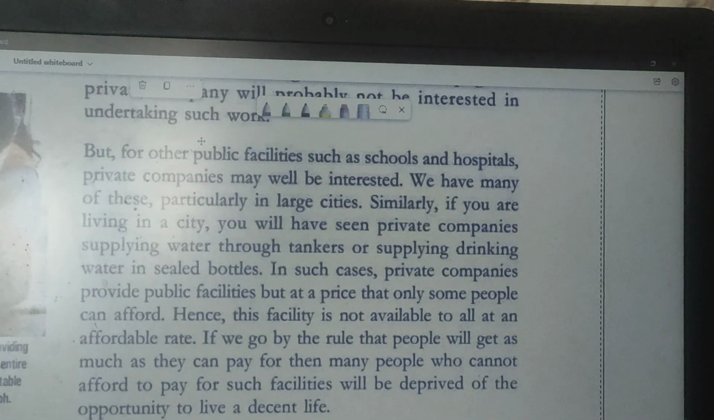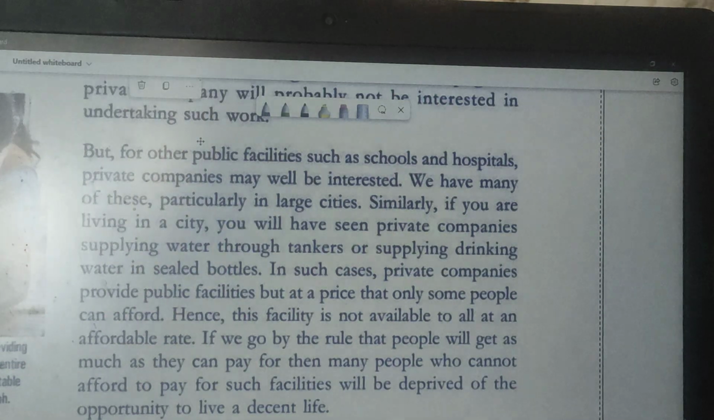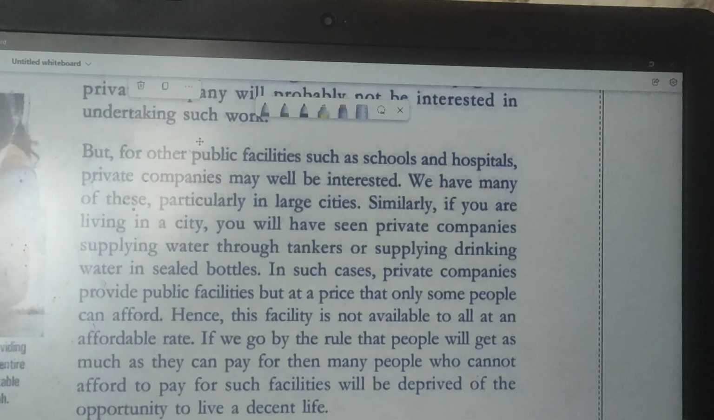Like other public facilities such as schools and hospitals, private companies are interested because in private hospitals they can add tax and everything. Because, as we say, some corrupt works are going on in our India, and that's absolutely wrong. Then the private companies we have seen supplying water through tankers. They also earn their profit.